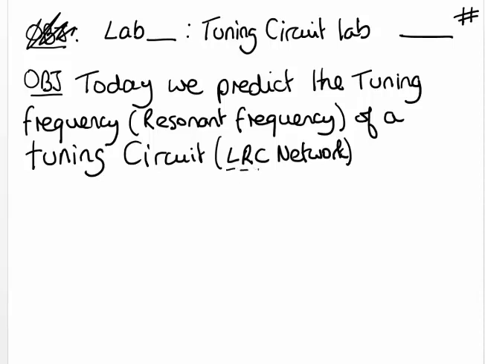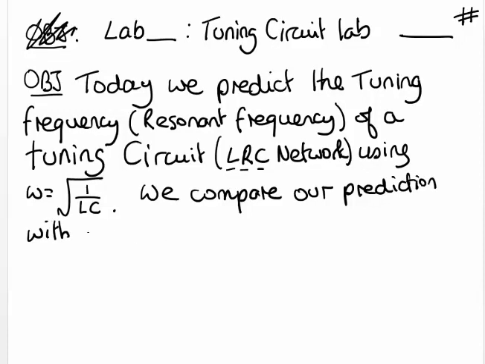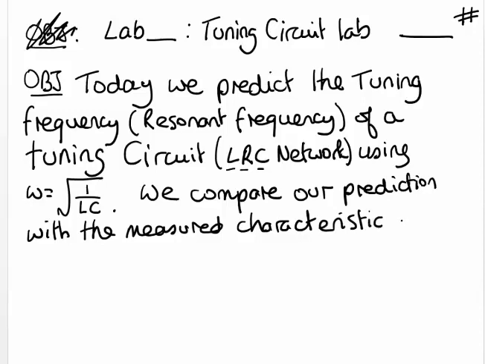Using omega is equal to the square root of 1 over LC. There's the equation. We compare our prediction with the measured characteristic of the circuit. So we always try and compare theory with experimentation, and there it is. So let's look at some background.